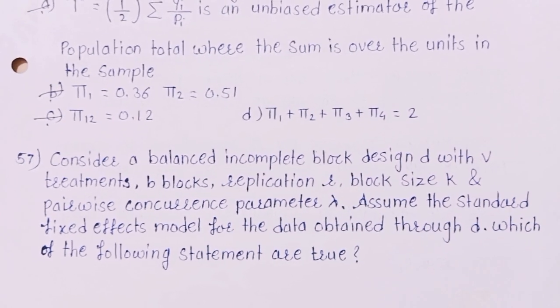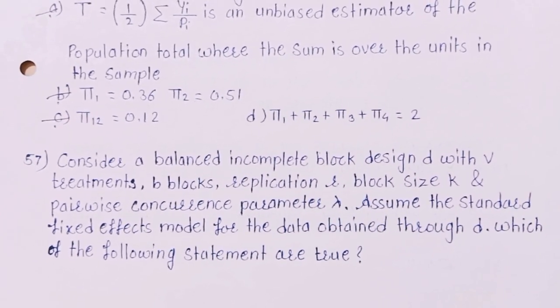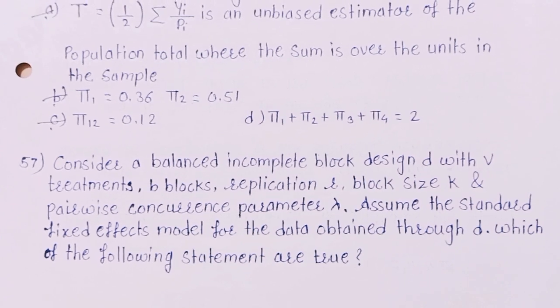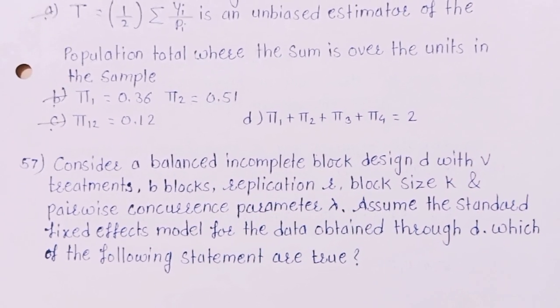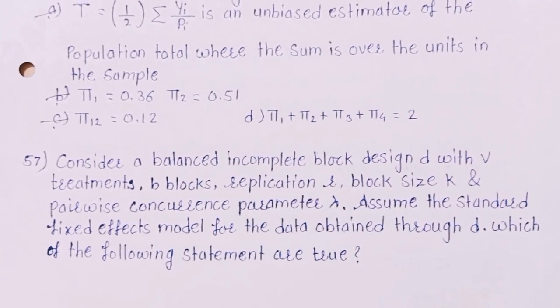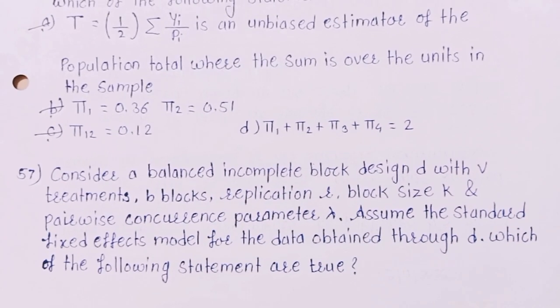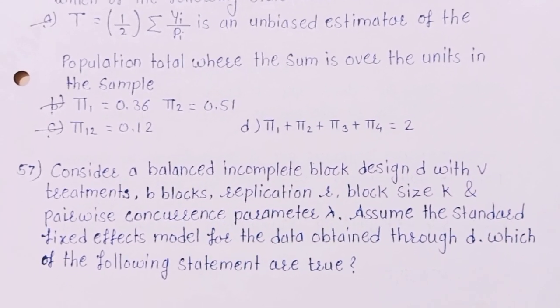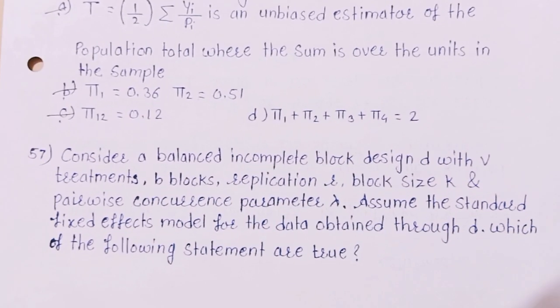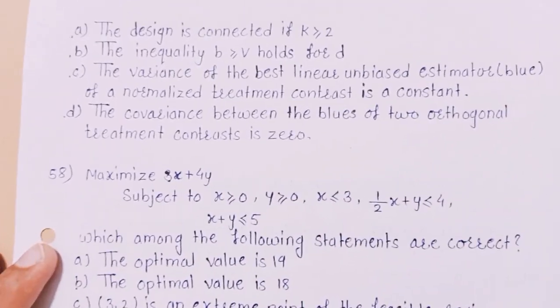Next question. Consider a balanced incomplete block design with v treatments, b blocks, replication r, block size k and pairwise parameter lambda. Assume the standard fixed effect model for the data. Which of the following statements are correct?